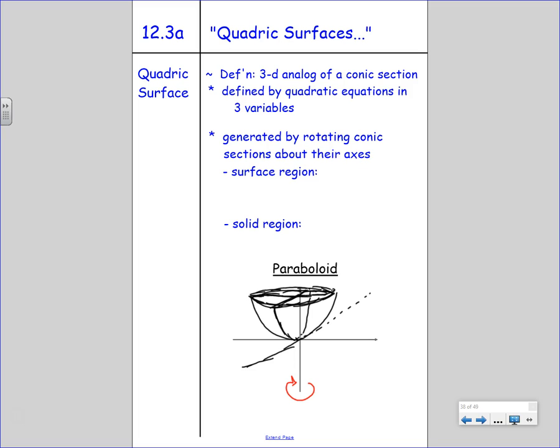You could do shading if you want to have fun with it. You could show the spin if you want to actually go all out. Be like, hey, you're spinning. Spin, spin, spin, spin, spin. Anyway, we have our paraboloid.